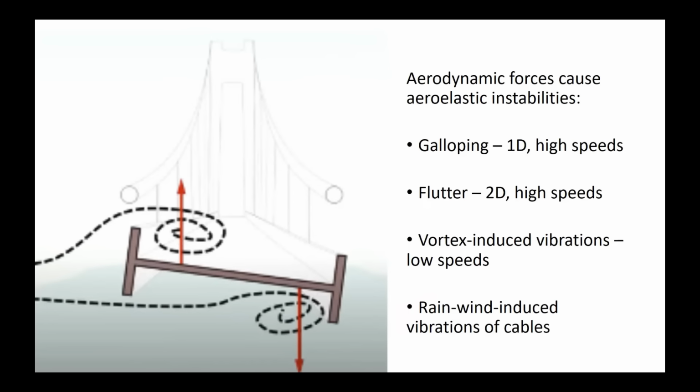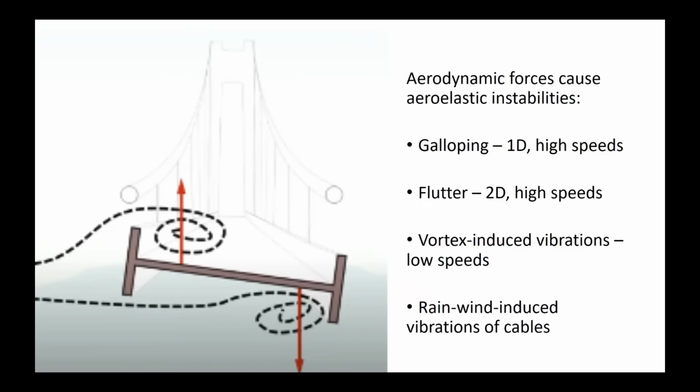So the galloping instability is one-dimensional. It's that kind of bouncing that you saw in the video, and that generally occurs in high-speed flows, in high winds. Flutter then is what we call the two-dimensional version, again in high-speed winds, and we'll have a rotation effect there. And that is what is recognized as having caused the collapse of the Tacoma Narrows Bridge.